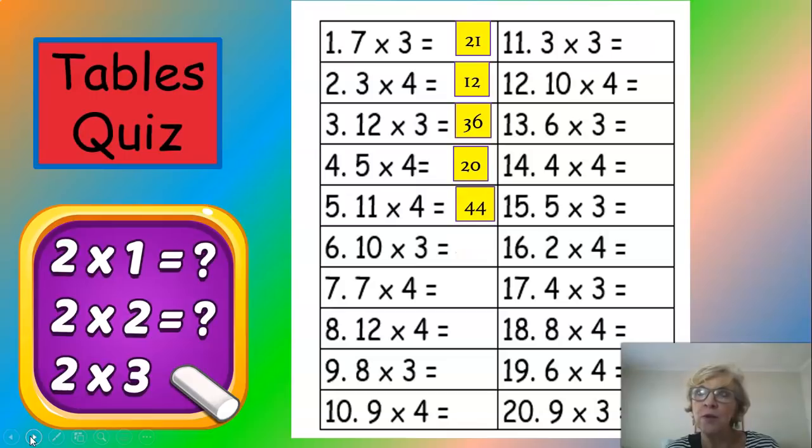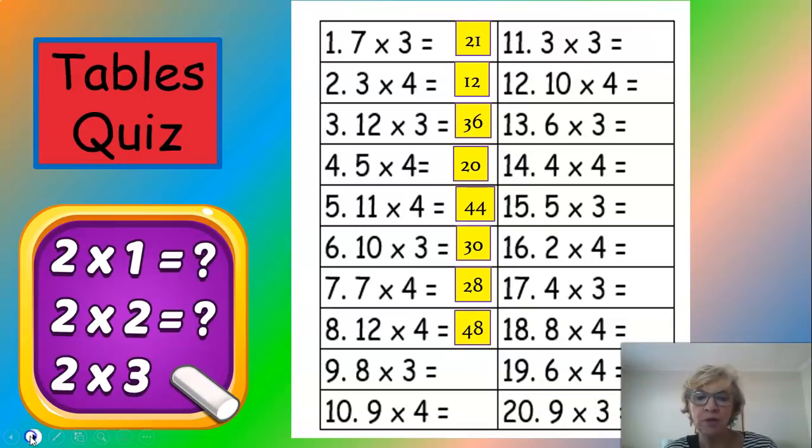11 times 4, 44. You just double the 4, and that's the pattern with 11 times. 10 times 3, anytime you multiply a number by 10, it gains a 0, so it's 30. 7 fours are 28, which is 7 times 2, double. 7 times 2 is 14, double is 28.